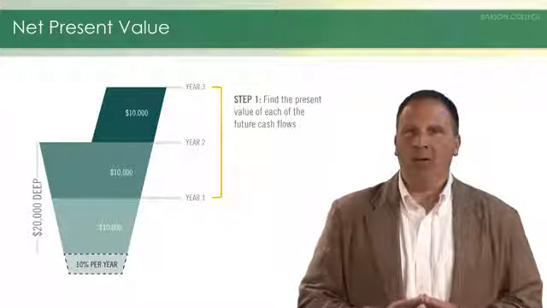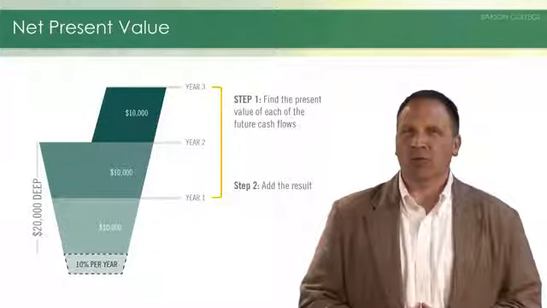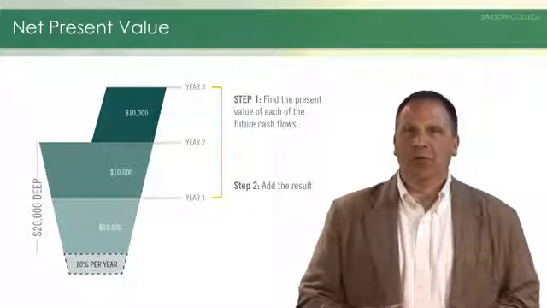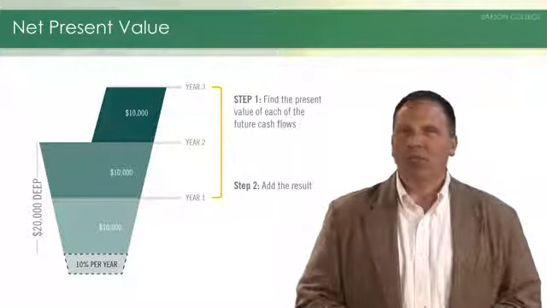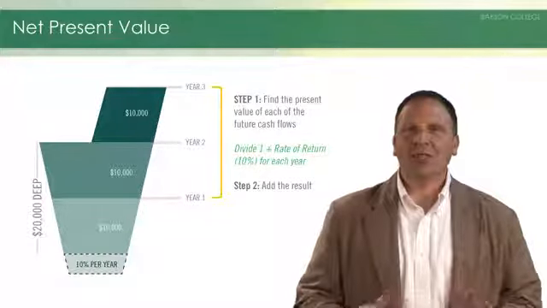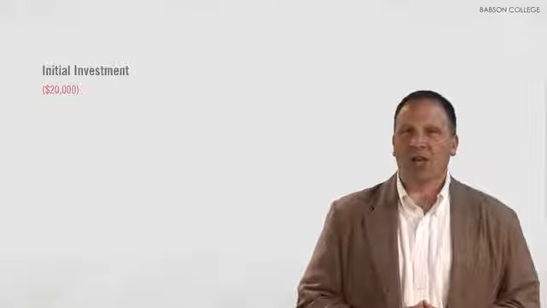Then it is appropriate to add them up, since now the cash flows will be all represented in an apples-to-apples format. To find the present value of a cash flow, you need to divide by 1 plus the 10% return for each year. Let's do it with this example. Our initial investment is a $20,000 outflow. Since that occurs in the very near term, it does not need to be adjusted.